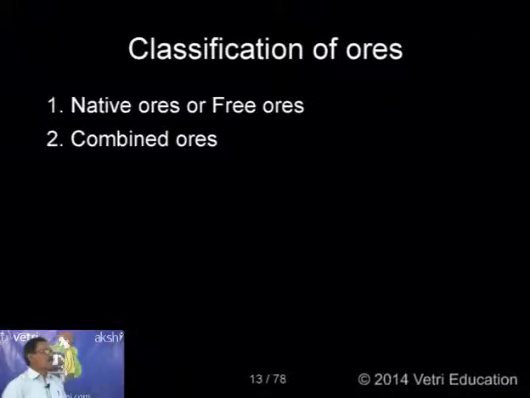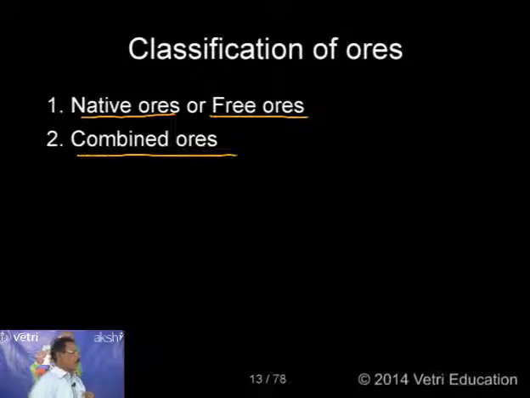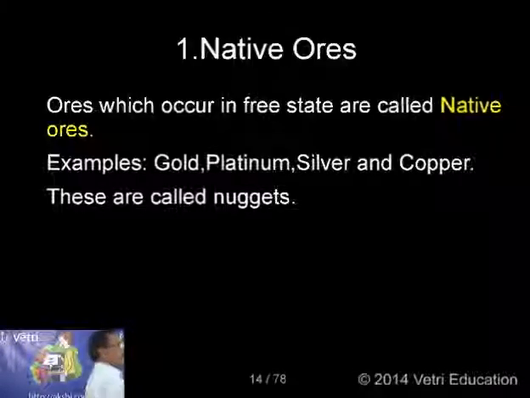Okay, with this idea, let me go for ores. Classification of ores. How can we classify the ores? I can broadly classify into two ways. One is native ores or free ores, type 1, and combined ores, type 2. So the entire ore, if you take, I can classify into two types. Type 1 is native ores or free ores, and number 2 combined ores. Let me discuss in detail.